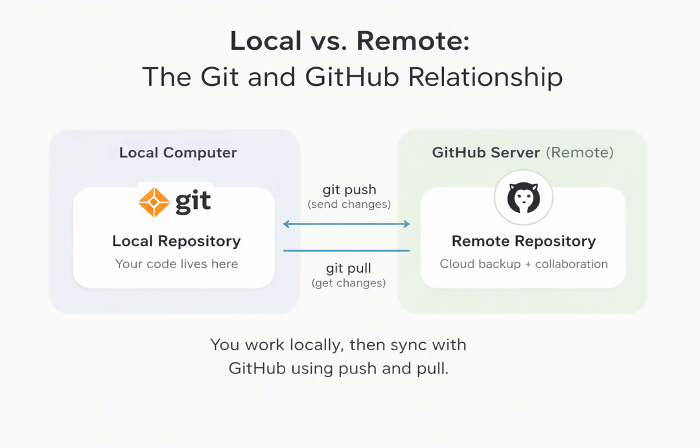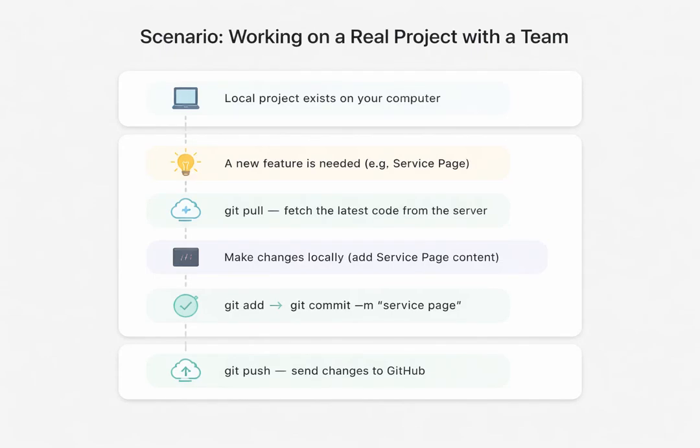Let's take a moment to really understand the relationship between Git and GitHub. Git is the tool you use on your local computer. It tracks changes in your project files and manages your version history. GitHub, on the other hand, is a remote server. It's where your code lives in the cloud. So when you're working on a project, you do all your coding and committing locally using Git. Then when you want to share that work or back it up to the cloud, you push it to GitHub. And if you need to bring code down from the server to your local machine, for example, if a teammate pushed something, you use git pull. These two commands, push and pull, are the bridge between your local work and the remote server. Let's walk through a real-world scenario to make this concrete.